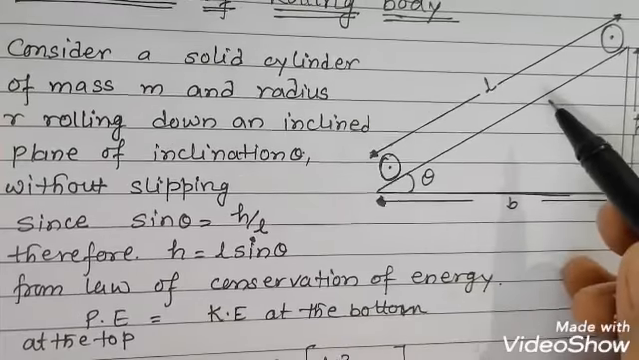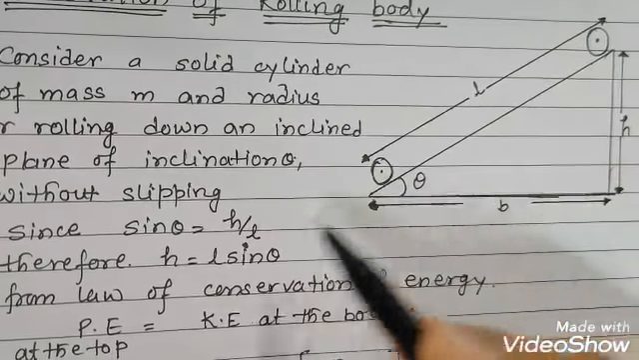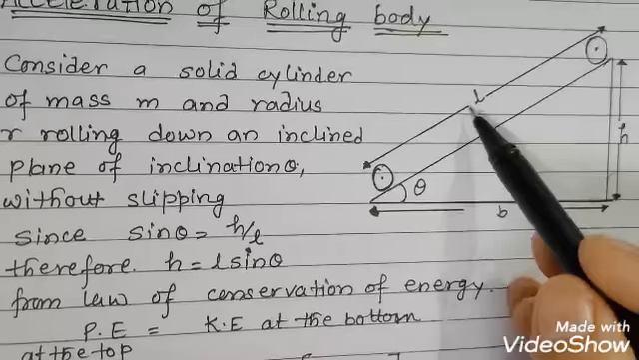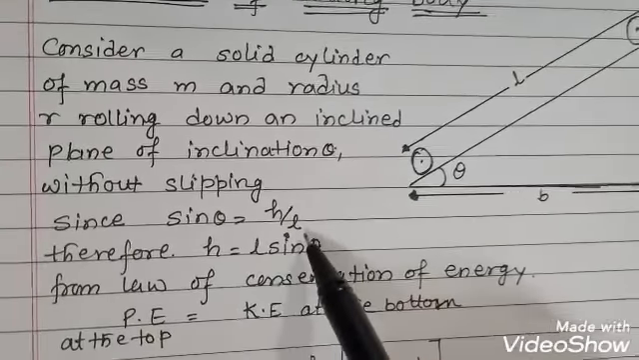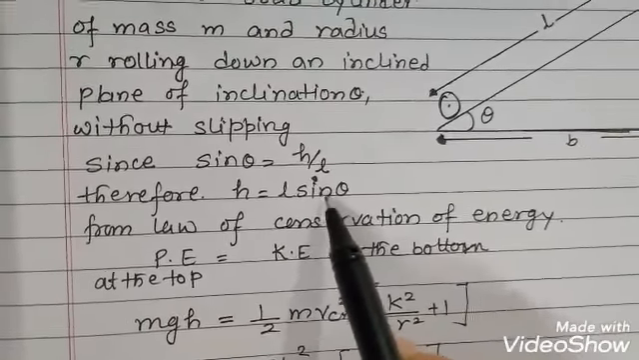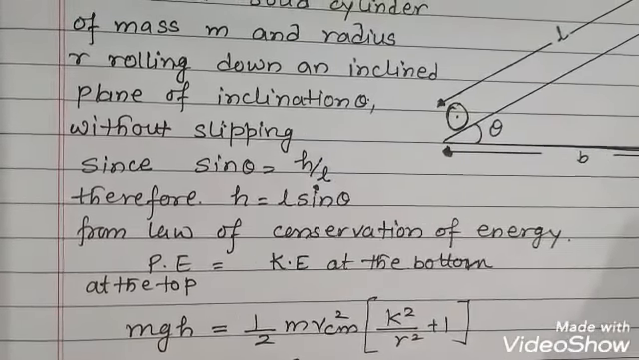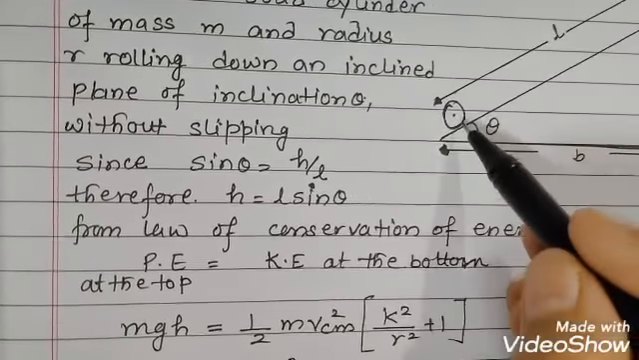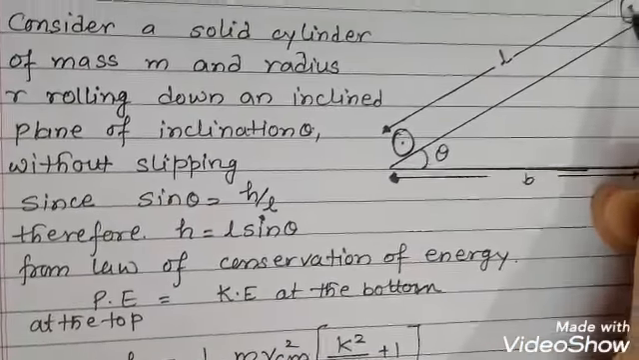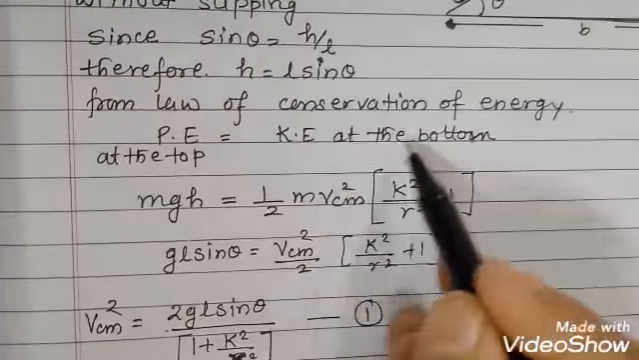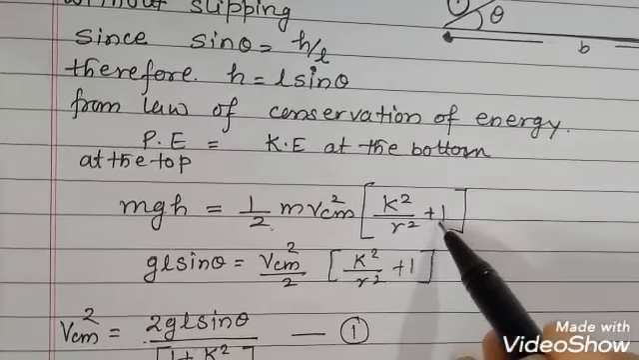First of all, sine theta is equal to perpendicular upon hypotenuse. The perpendicular is h and the hypotenuse is L, so sine theta is h upon L. So h we can replace by L sine theta. Now, from the law of conservation of energy, the potential energy at the top is converted into the kinetic energy at the bottom. The potential energy at the top is mgh and the kinetic energy at the bottom is half m vcm square times (k square upon r square plus 1).